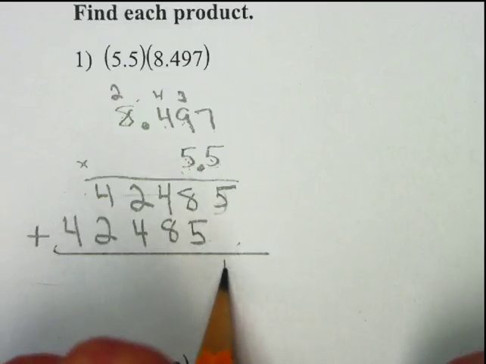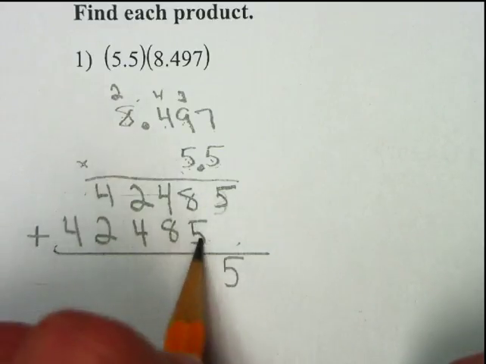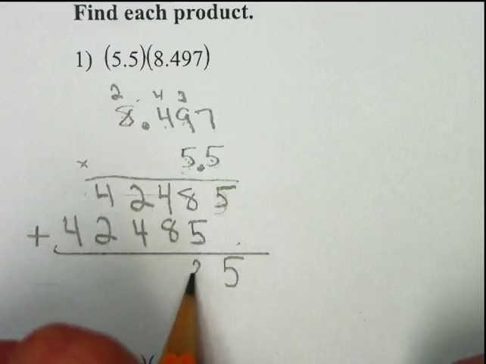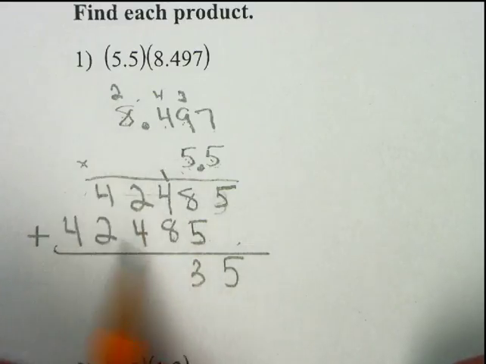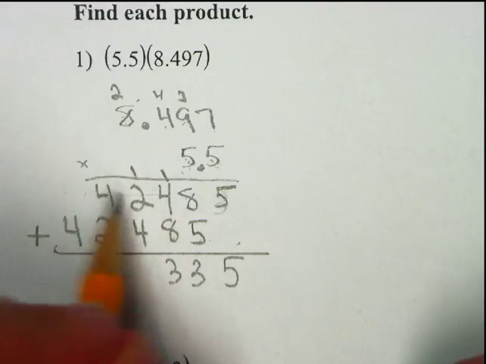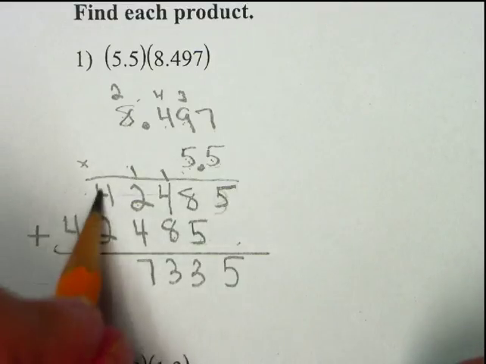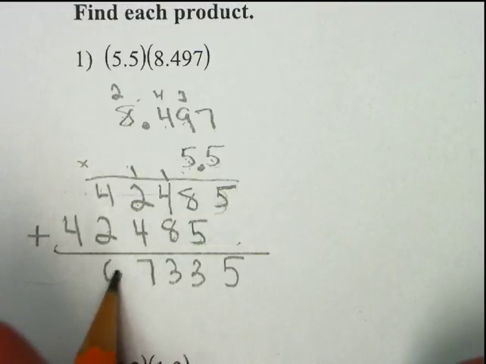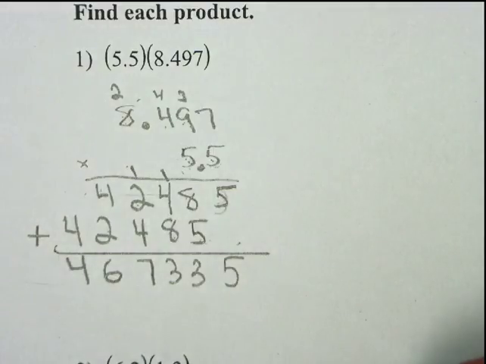So 5. 8 plus 5 is 13. Carry the 1. 1 plus 4 is 5. 5 plus 8 is 13. 5 plus 8 is 13. Carry the 1 again. 1 plus 2 is 3. 3 plus 4 is 7. And 4 plus 2 is 6. And bring down the 4.